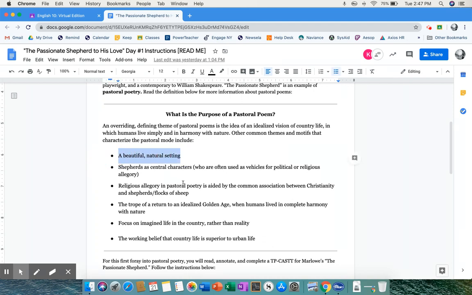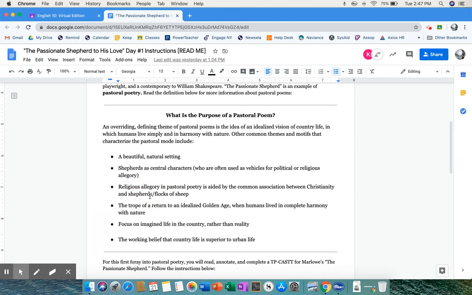The setting of the pastoral poem is a beautiful natural place. Usually we have a shepherd as the central character. It's not always true, but that's often true. Pastoral poetry often has a religious association. So sometimes it's a religious allegory. Allegory meaning basically it's paralleling something in religion in order to make a point.